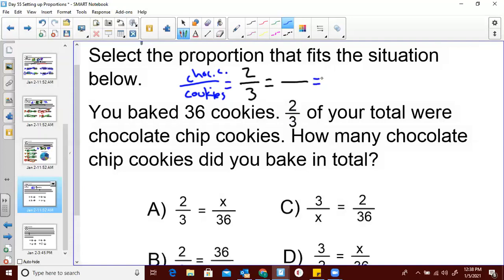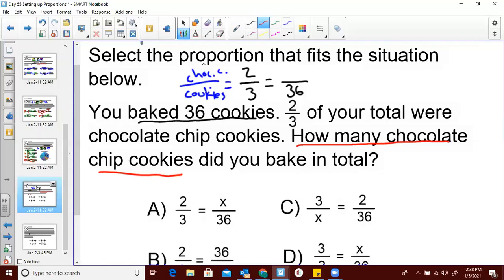Now we have to look for our chocolate chip and our total cookies. Well, we know that you baked 36 cookies. So I baked the total amount of 36 cookies. All right, so that's gonna be my total. But I wanna know how many chocolate chip cookies did I bake?